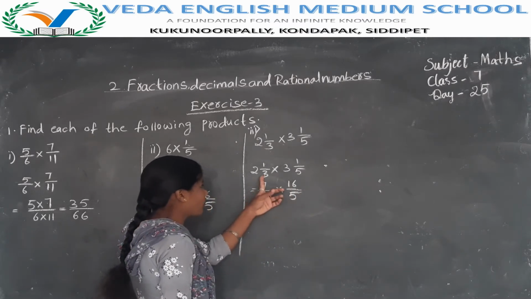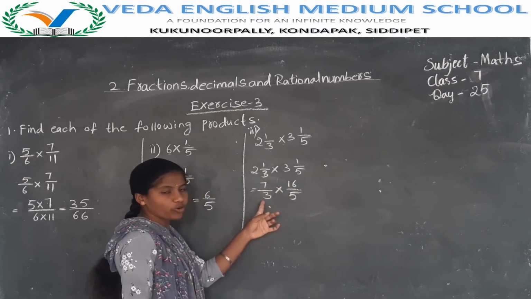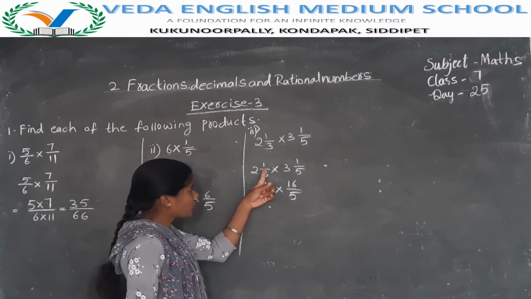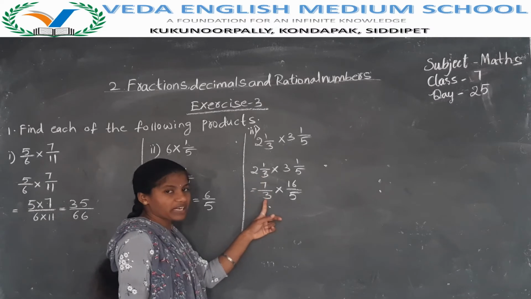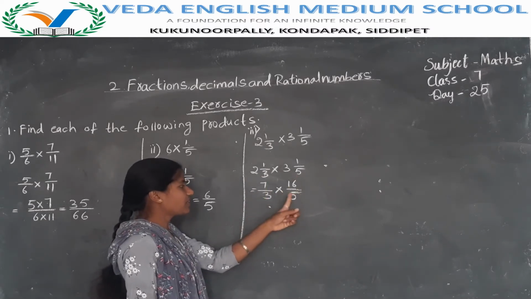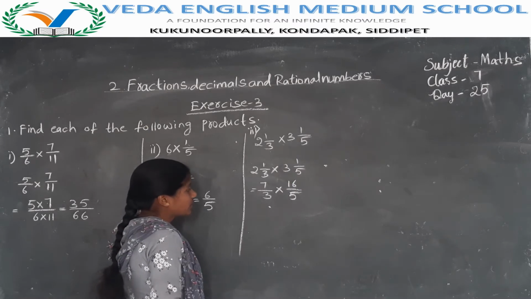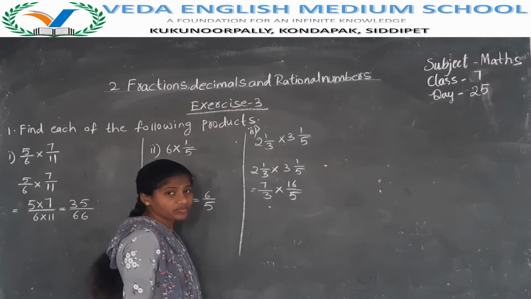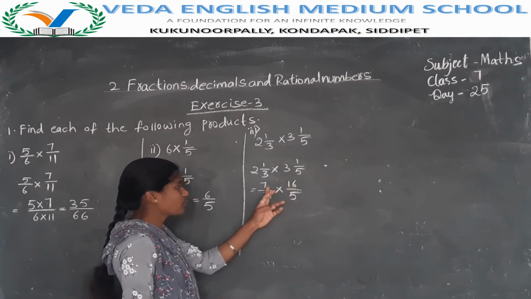In the denominator, whatever denominator we have in the fraction, that same denominator we have to write. So here we have 3, I have written 3. Here we have 5, I have written 5. Now completed. Now check here, is there any possibility to cut? No, there is no more possibility to cut.